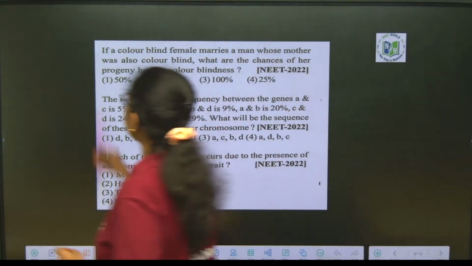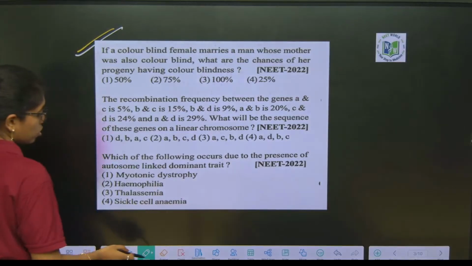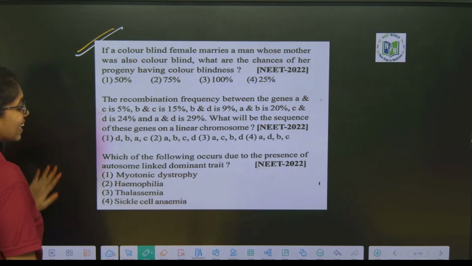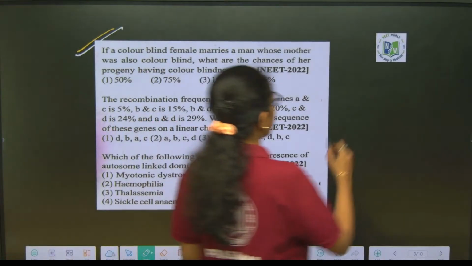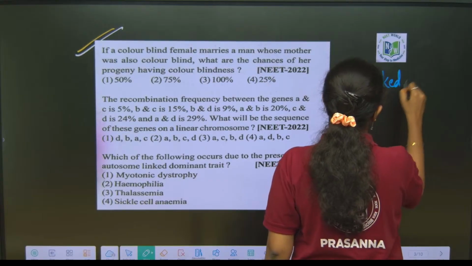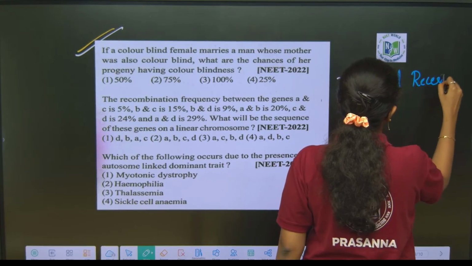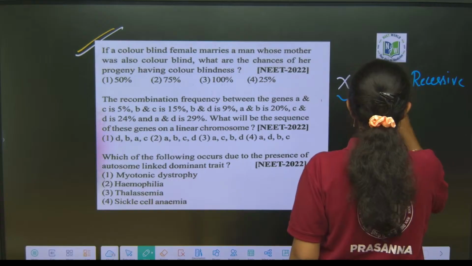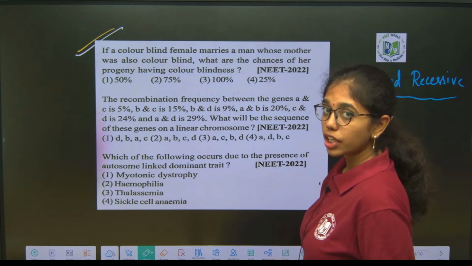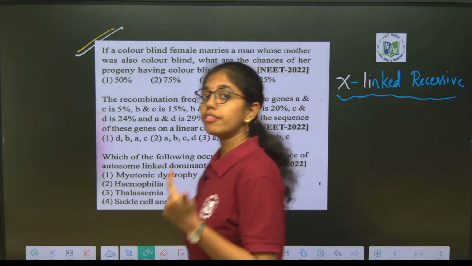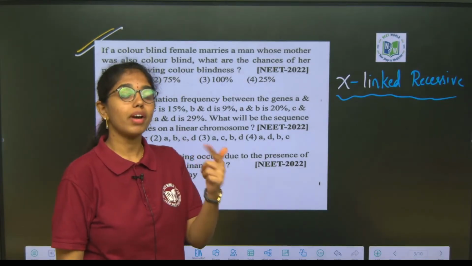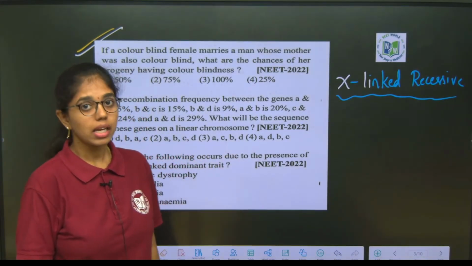Here, the question is on color blindness, which is an X-linked recessive disorder. If it is an X-linked recessive disorder, the disease is expressed only in the homozygous recessive condition in females, and if the mutated allele is there on the X chromosome for males, then the disease is observed.